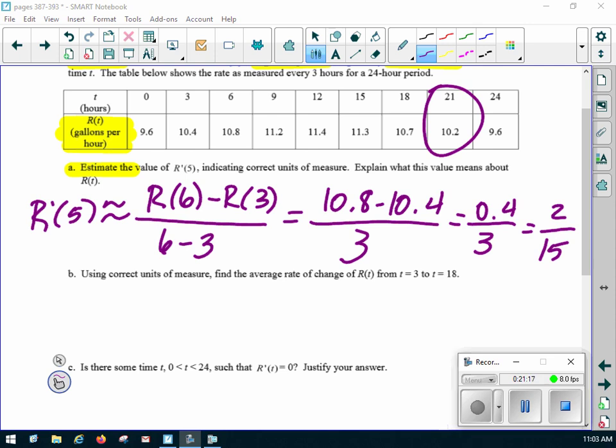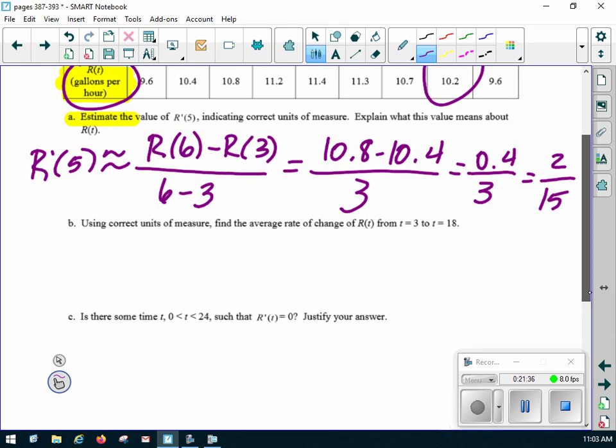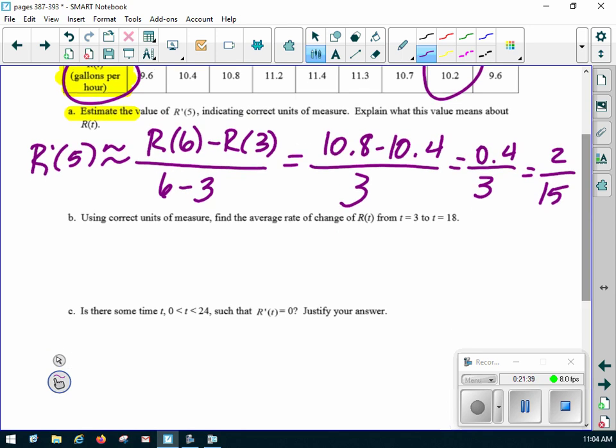Now be careful. You're taking the derivative of a rate. So it's like I'm taking the derivative of miles per hour. So the derivative of this would be gallons per hour per hour. So, okay, if I'm taking the derivative, the measure here is gallons per hour per hour. I'm going to do the best I can.